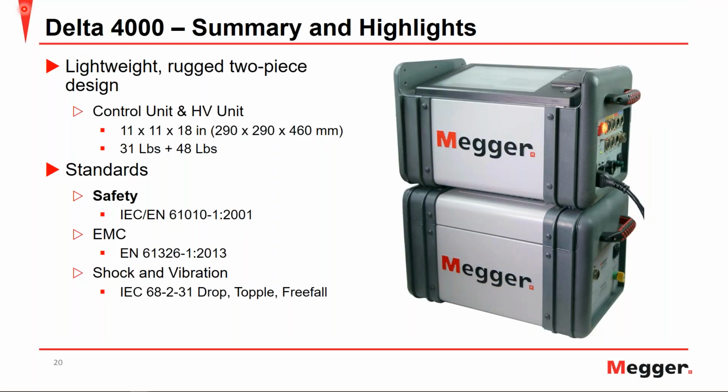Here's the Delta. It is a lightweight, rugged two-piece design where you can see the control unit rests on top of the high voltage unit just down below, and they come in together at about 80 pounds and have this nice, again, stackable layout, which if you have the onboard computer, it really helps out. That way you don't have to bend over.